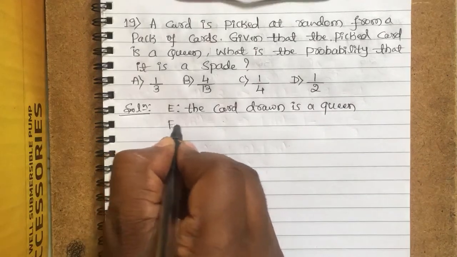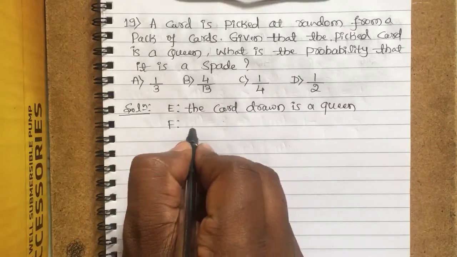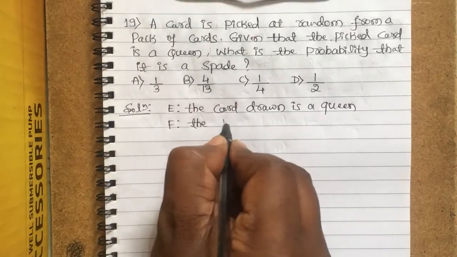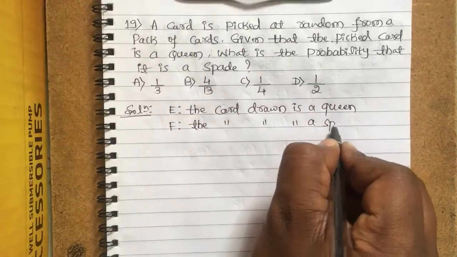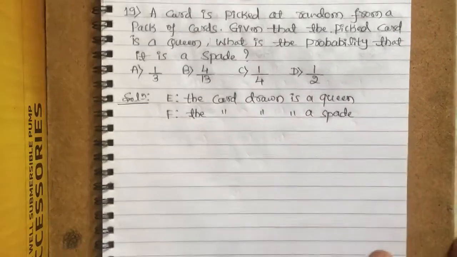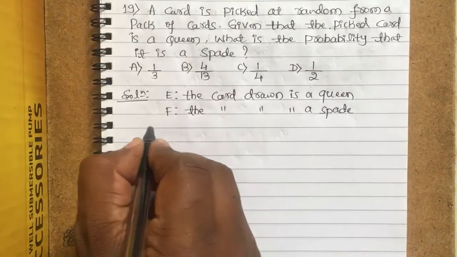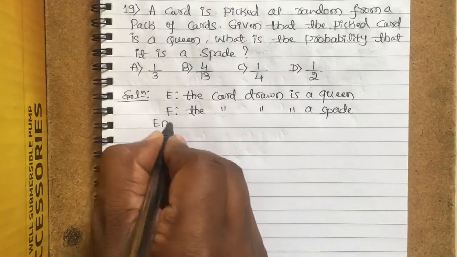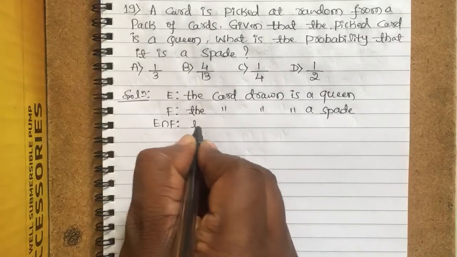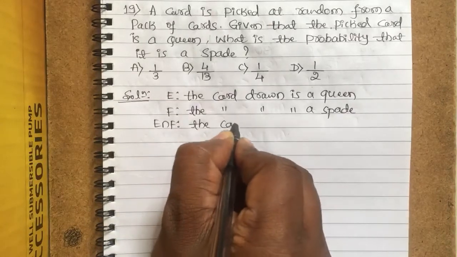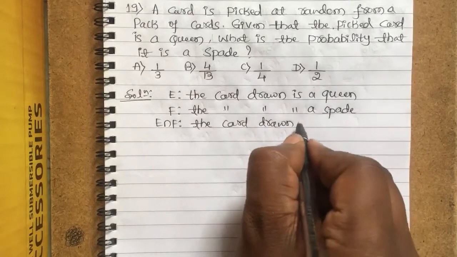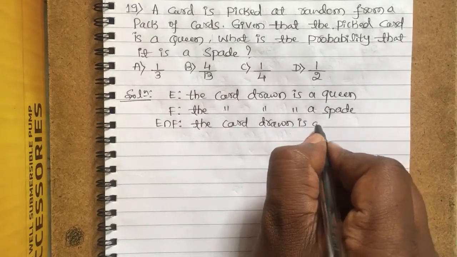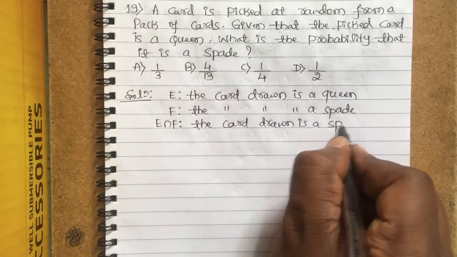And event F, the card drawn is a spade. And then E intersection F will be the card drawn is a spade of queen.